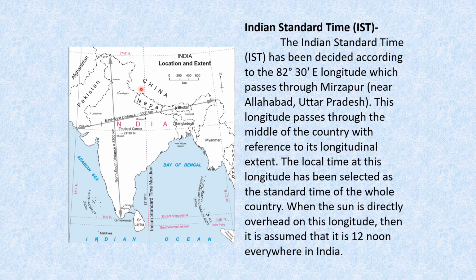Now see in the map, this red color line is showing that longitude, 82 degrees 30 minutes east, that passes through Mirzapur. Here is Uttar Pradesh. See, the east-west extent is given here. The distance is given here. Accordingly, this is the central part of our country. So the local time at this longitude has been selected as standard time. When the sun is directly overhead on this longitude, then it is assumed that it is 12 noon everywhere in the country.